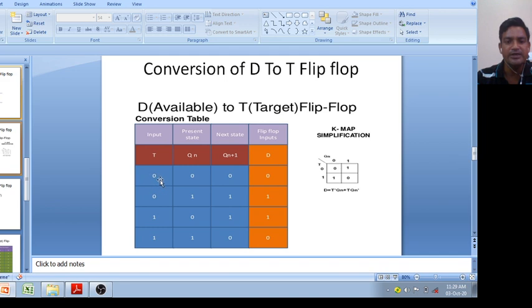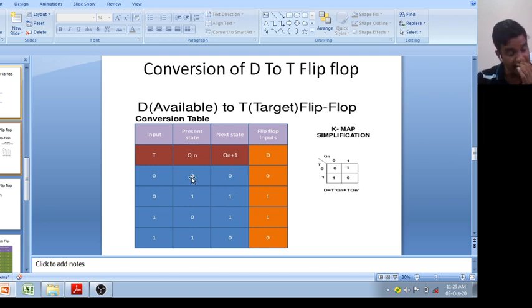Okay, you know 0 0. When T is 0, Qn is 0, Qn plus 1 equal to 0. You know when T equal to 0, Qn plus 1 equal to Qn. When T equal to 1, Qn plus 1 equal to Qn bar. You always have to remember XOR gate is used in T flip-flop, either in characteristics equation or in excitation equation. 0 0 0, 0 1 1. XOR of 1 0 is 1. XOR of 1 1 is 0. This is your characteristics table of T flip-flop.